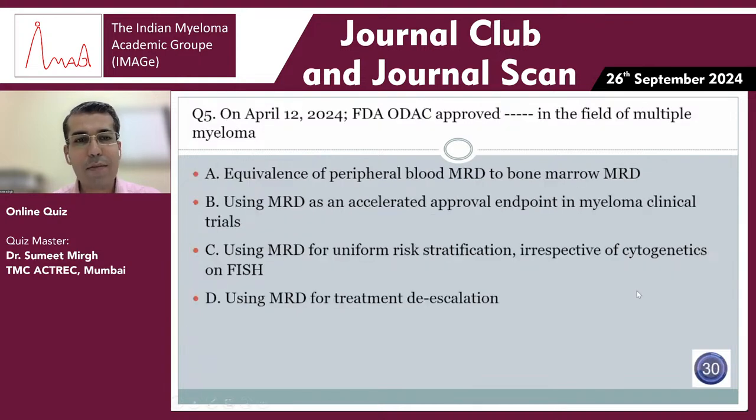Moving on to the last question, and my favorite one. On April 12, 2024, the FDA ODAC approved DASH in the field of multiple myeloma. What is DASH? A. Equivalence of peripheral blood MRD to bone marrow MRD. B. Using MRD as an accelerated approval endpoint in myeloma clinical trials. C. Using MRD for uniform risk stratification irrespective of cytogenetics from FISH. And D. Using MRD for treatment.